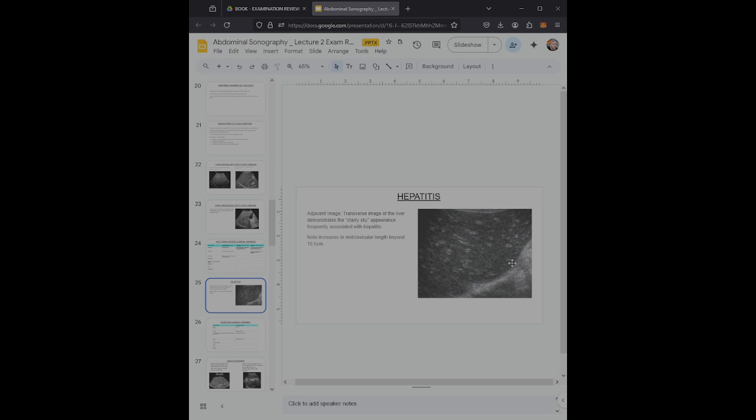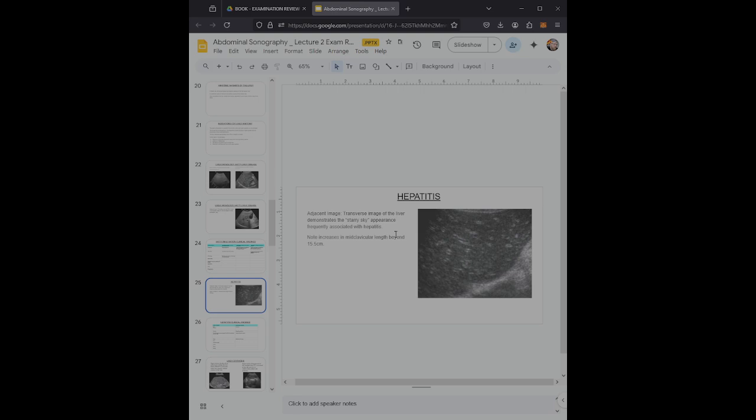So with this periportal cuffing, we would see an increase in the echogenicity of the walls of the portal triads, and it will sonographically manifest as the starry sky sign. And this is what we see here. Although the gallbladder wall may also be thickened in the presence of hepatitis. So note increases in mid-clavicular length beyond 15.5 centimeters, also other indicators of hepatitis.